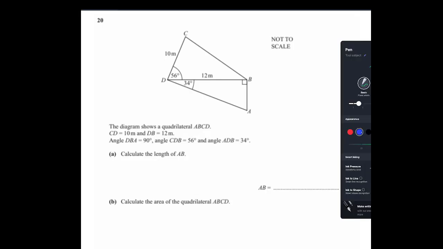Using this triangle DBA, it's a right triangle. The right angle is at B. So the opposite side DA is the hypotenuse. So we need to find the perpendicular side. One of the perpendicular sides is given. So we need to take tan 34. Tan 34 is equal to opposite by adjacent, which is AB by 12. So AB will be tan 34 multiplied by 12.